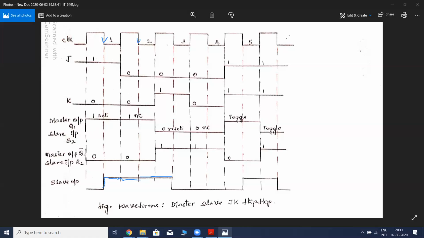So by using the master slave configuration, it is clear that we could eliminate this race around condition. Thereby just the toggling is going to happen. That means if the previous state was 0, it goes to the 1 state and remains in the 1 state. So thereby we could eliminate this race around condition by using the master slave configuration.